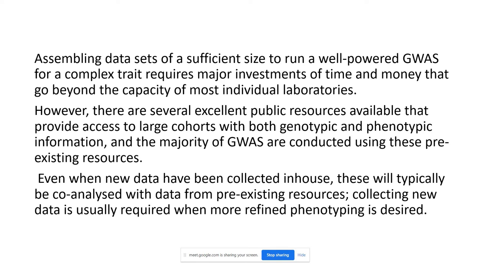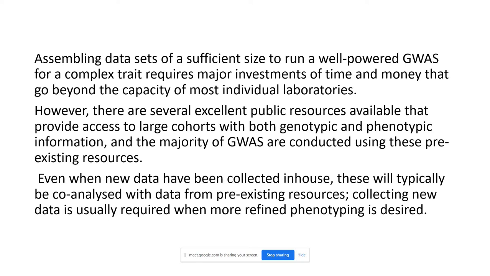So what do we do further? Then we assemble the data sets. When we have large data, we organize the data into data sets so we can analyze that. There should be sufficient size so that we can run a well-powered GWAS. For a complex trait it requires major investment of time and money, which may go beyond the capacity of most individual laboratories. So the computational facility should be good, so that we can analyze the large data, because in genome-wide studies we carry out different types of analysis. So we should have that facility.